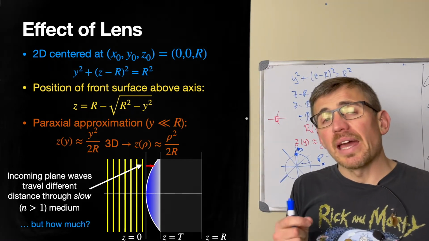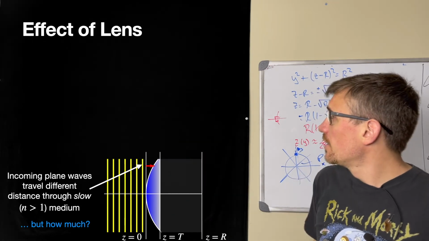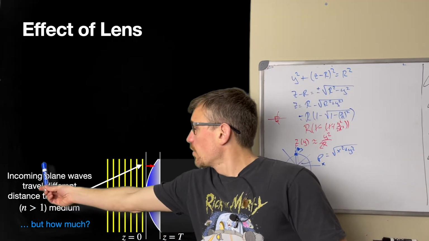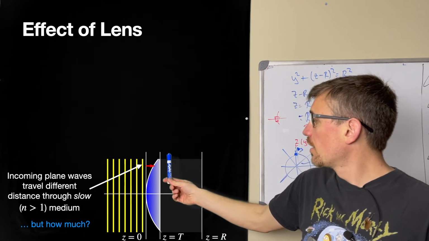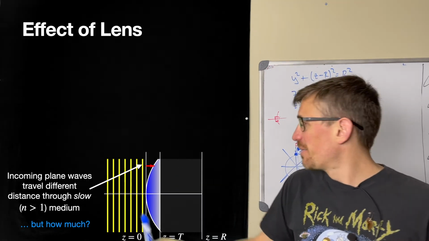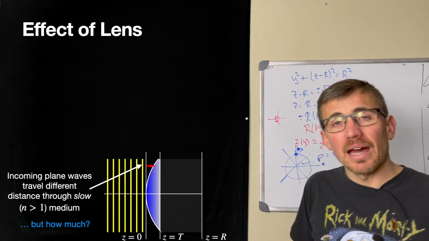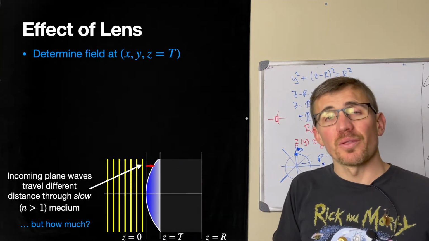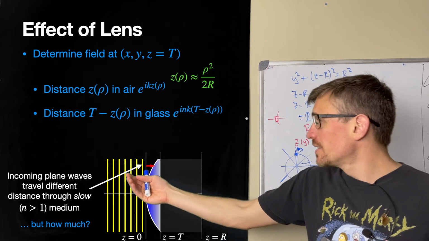So let's work out exactly how much it has to change. Let's look at the effect of a lens in terms of its geometry. What we're going to do is look at the field. It's all uniform until it hits that z equals 0 plane, and then it's going to go along to the end of this plano-convex lens. We call that end t. Again, apologies if I'm not pointing at the exact right spot, but you get the idea. We'll solve for the state of the field directly after the lens at the z equals t plane. So we've gone a distance z in air and a distance t minus z in glass.